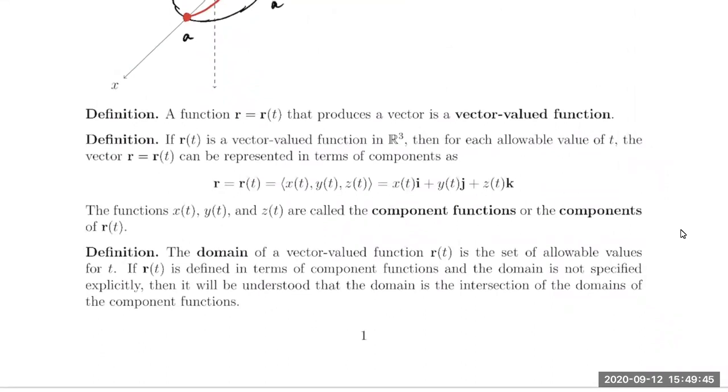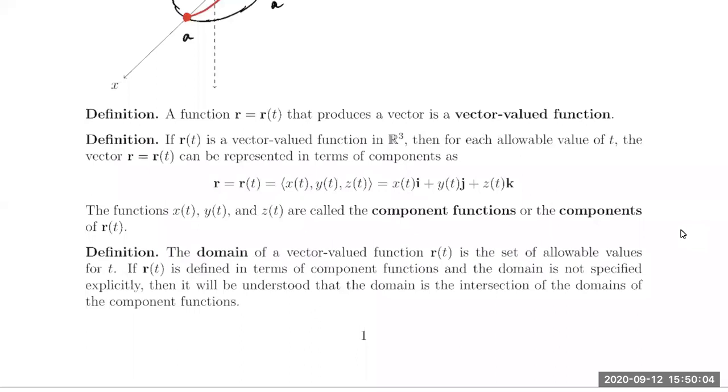All right, so the name of this section is an introduction to vector valued functions. And so we say that a function r, which can also be expressed as r of t, that produces a vector is a vector valued function. So what we're inputting is a parameter value t, we're outputting a vector. So we have a definition here.